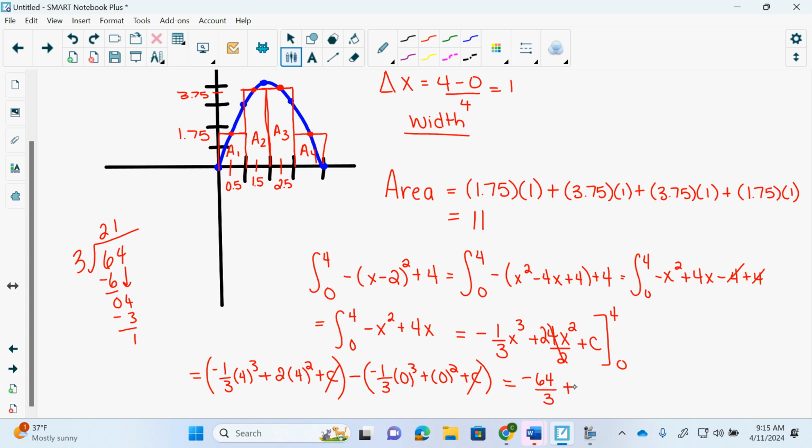Plus. Now what's 4 squared? 16 times 2 is 32. And how do I put them together then? Same base. So I'm going to multiply by 3 and 3. So I'm going to get -64/3, plus, what's 32 times 3? Over 3. What's 96 minus 64? 32.